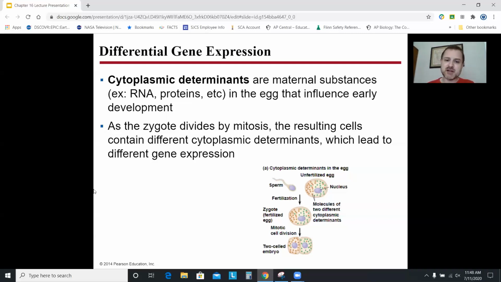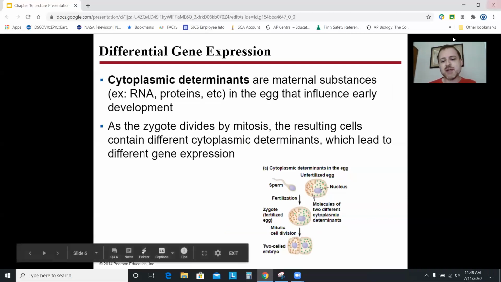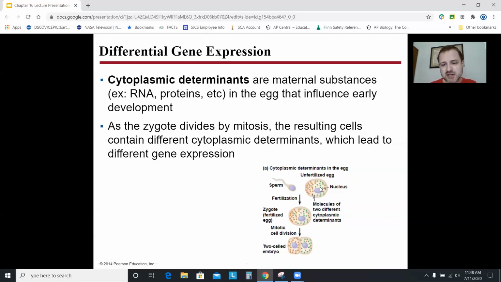So the rules of inheritance are a little bit different because they come from the mother. Now look at this picture here. So here I have an egg. I have orange circles and green triangles. Say those are RNAs. The egg is already made in advance of fertilization. The circles are on the left, the triangles are on the right.